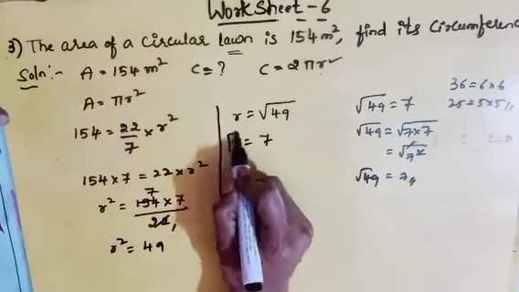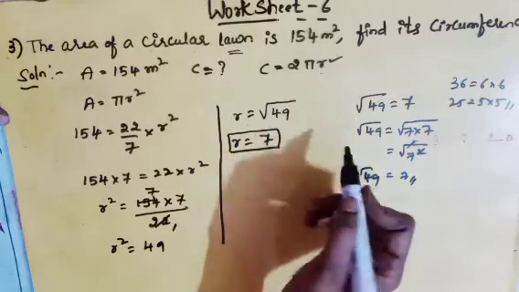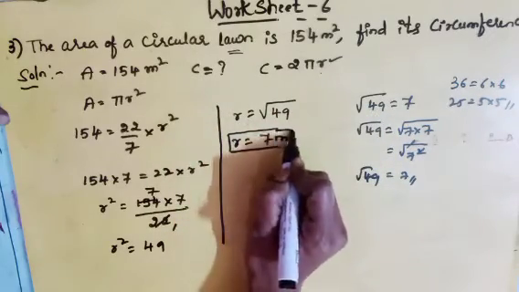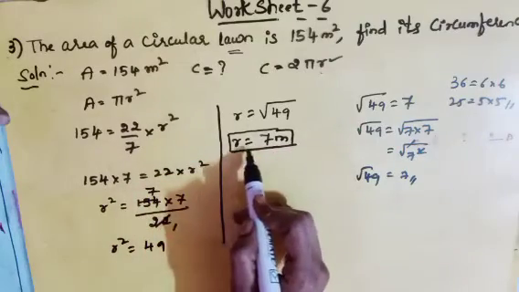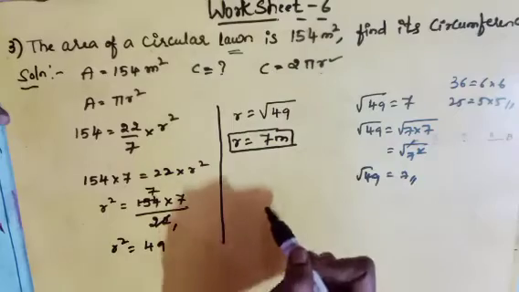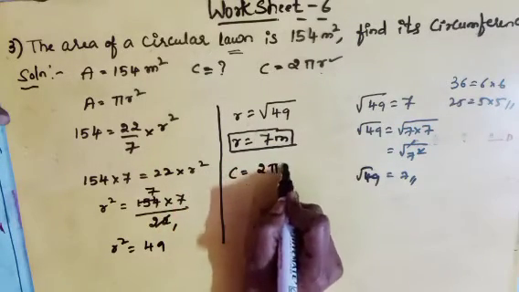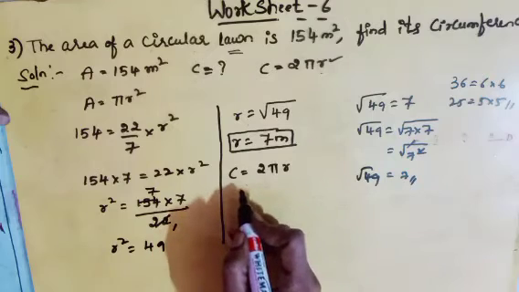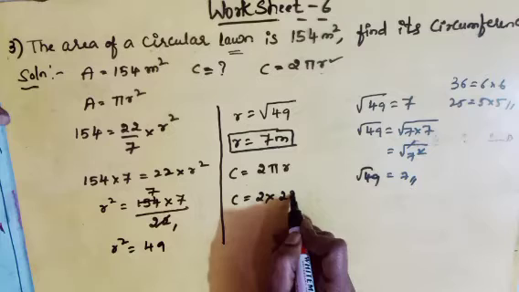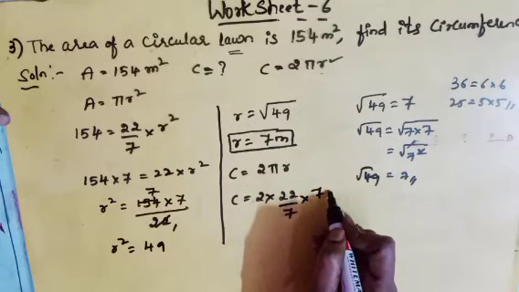So we got the value of r now. R equals 7 meter. We have to write the unit also, so let us write meter. The value of r equals 7 meter. By taking this value, let us find the circumference of the circle. C equals 2 pi r. So we have to find C. 2 into the pi value, 22 by 7, into the r value, 7 meter.